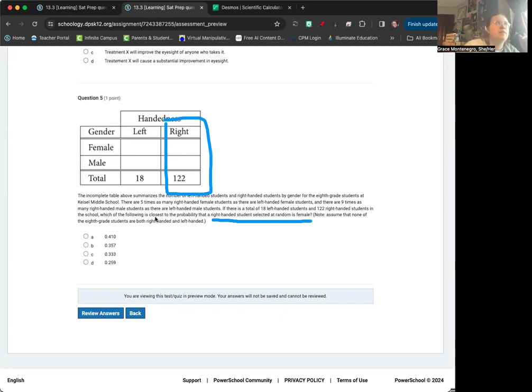And when I solved this the first time, I got really bogged down in trying to fill out the whole table, and then I realized I didn't actually need to fill out the whole table. We don't need to know how many students are left-handed broken down by gender. Okay, so there are 5 times as many right-handed female students as there are left-handed female students.